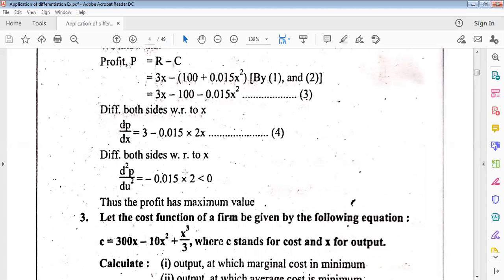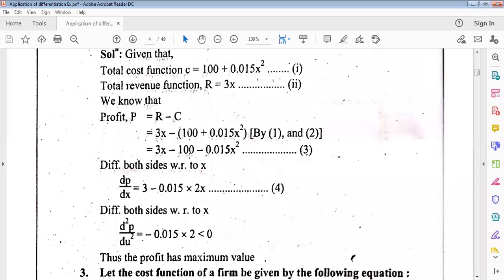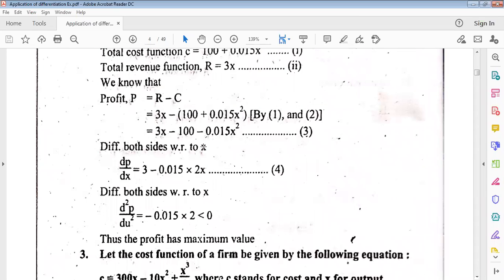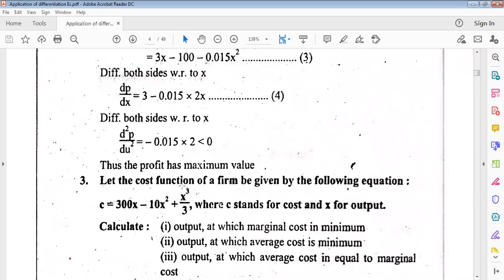Now how will we get the maximum profit? If the first differentiation is 0, then we get a value of x, and the value will be x equals 100. This is already done in the first lecture. See the first lecture video, then you will get this result.